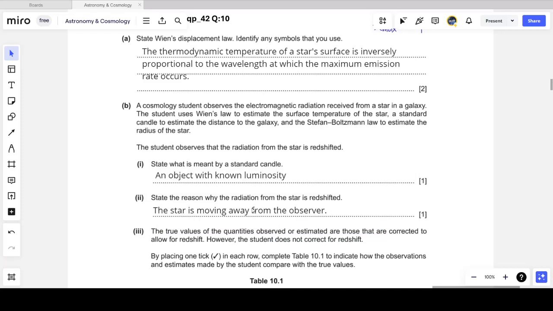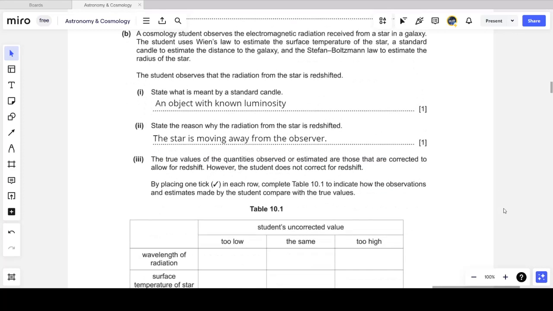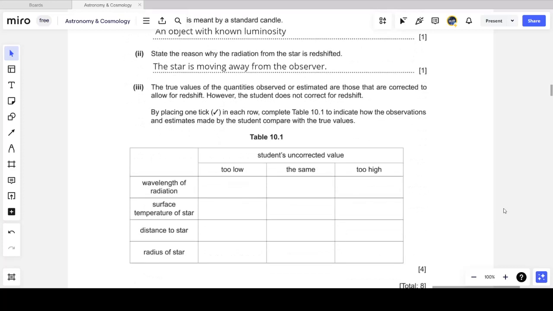And essentially what this tells us is the entire galaxy is moving away from the observer. Because if you observe any star in that galaxy, you'll notice the same thing. It's moving away from the observer. And in fact, if you look anywhere in the universe, you'll see that all galaxies and all stars are moving away from us.